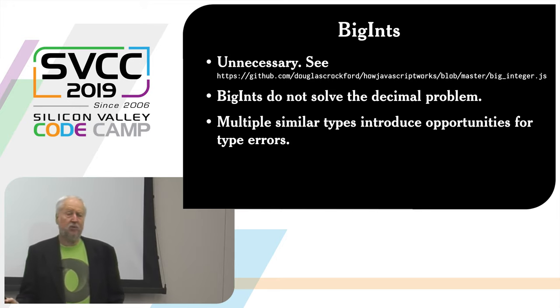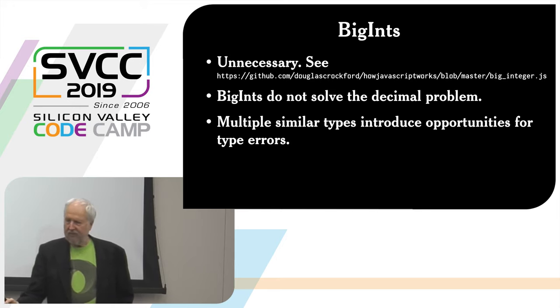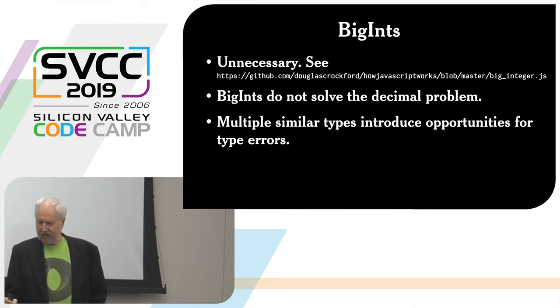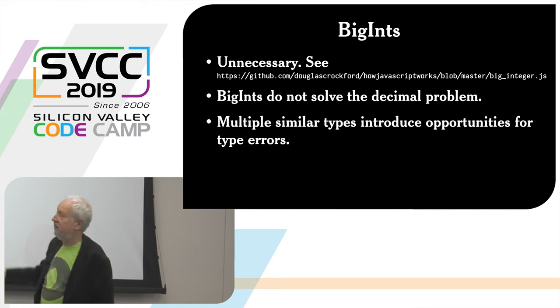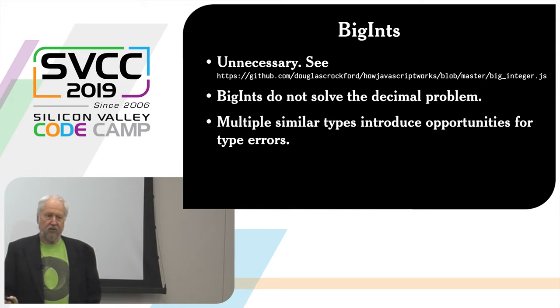So big ints have been proposed for JavaScript, and they might be in some future edition coming out soon. I think they were unnecessary. And the proof of that is I've got code there, a library on GitHub, which I describe in my book, where you can get big ints for free right now. Just load that file, and you've got big ints. And they really work. And any integer that you got enough memory for, you can represent exactly. And so there's not a necessity argument for adding these to the language.